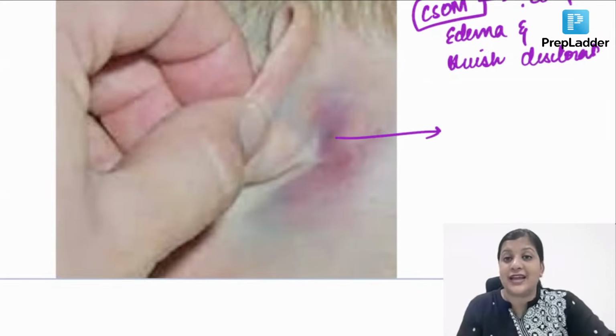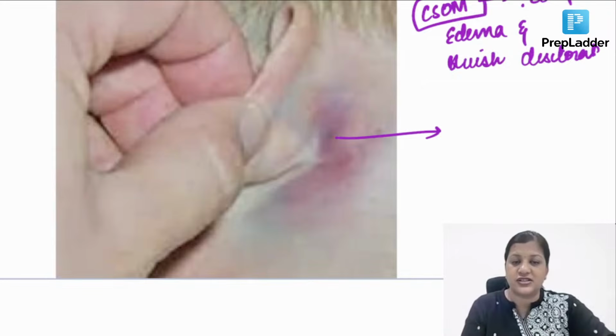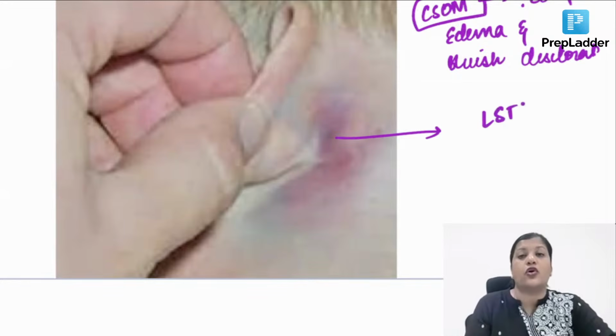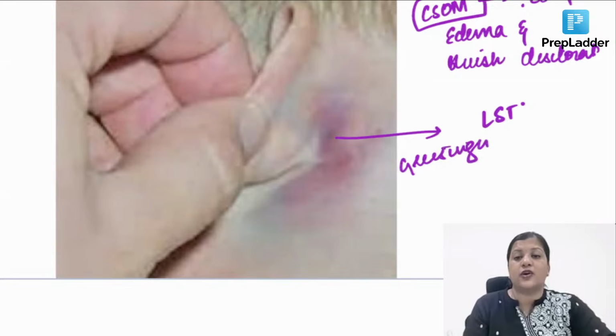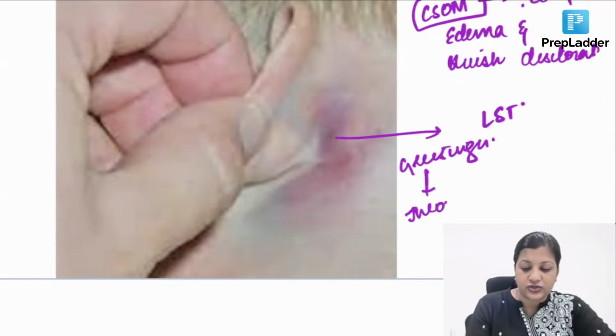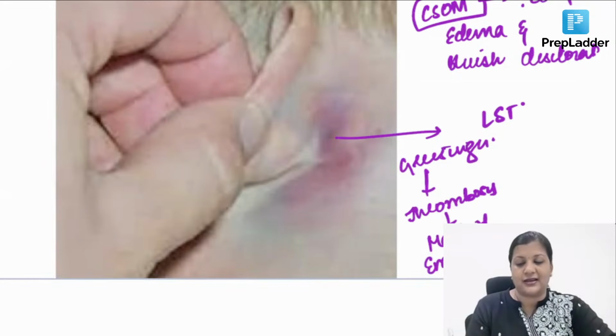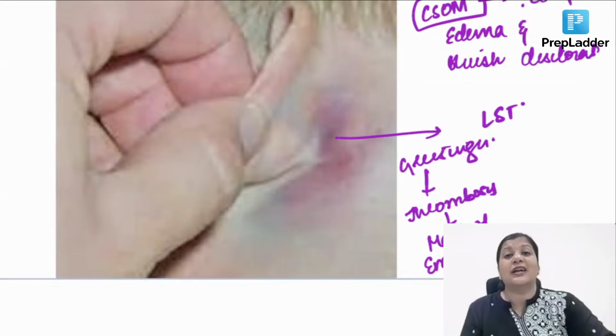So what is this sign following a complication of CSOM where there is edema and bluish discoloration? Yes, this is because of lateral sinus thrombosis or sigmoid sinus thrombosis, and we call this sign Griesinger's sign. This is because of thrombosis of mastoid emissary veins. So we have the mastoid emissary veins, and because of their thrombosis, we get this sign. So this is a clinical sign following CSOM complication.